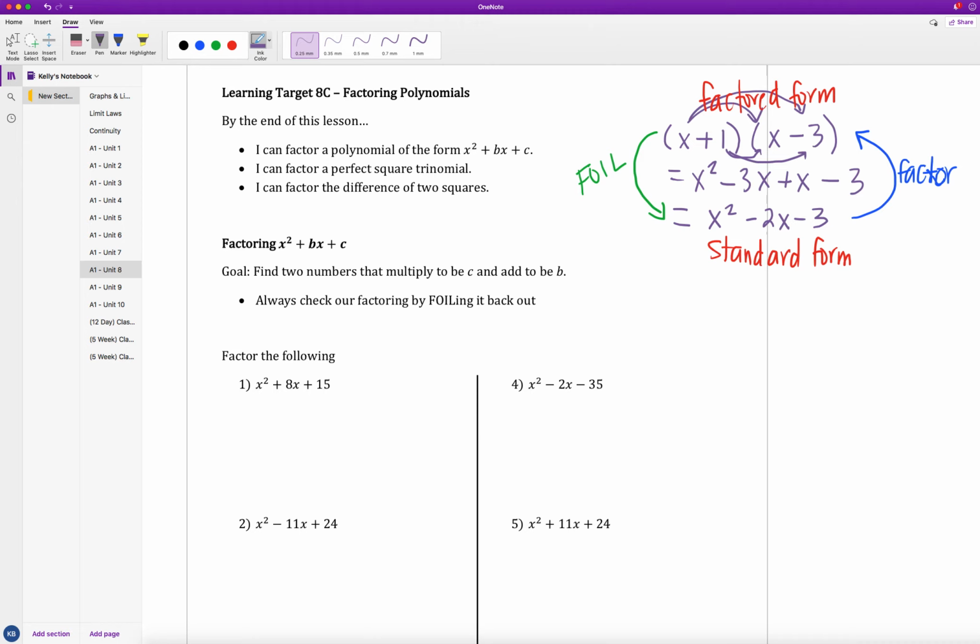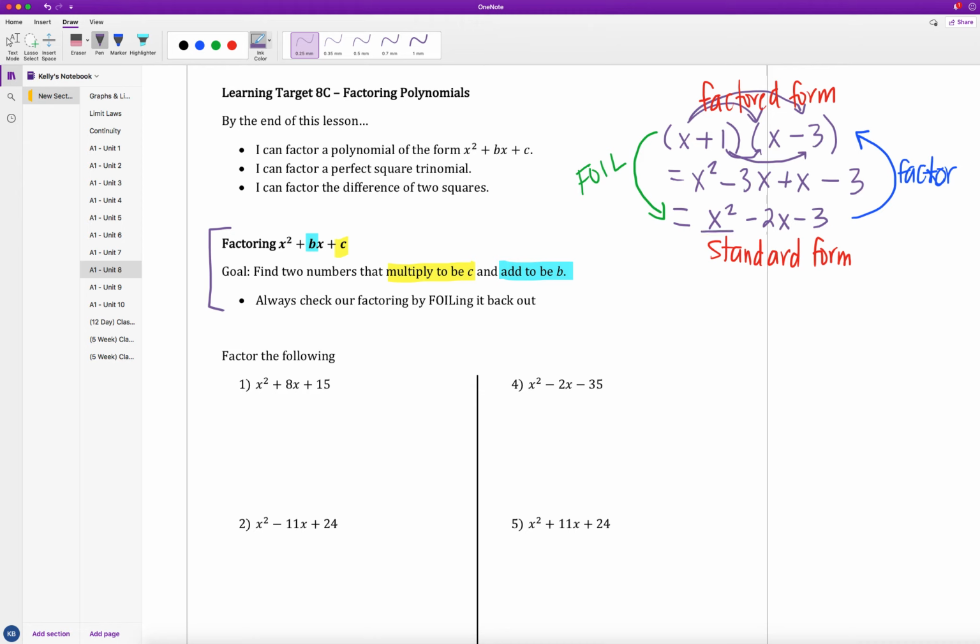Let's look at the definition of factoring when I have a leading coefficient of 1. So I have a 1 technically in front of my x squared. Our goal here will be to find two numbers that multiply to be c, the constant term, and add to be our b term, which is the coefficient on the x. Again, we can always check our answer by foiling this back out. I want to use this example over here since we already know what the factored form should be.